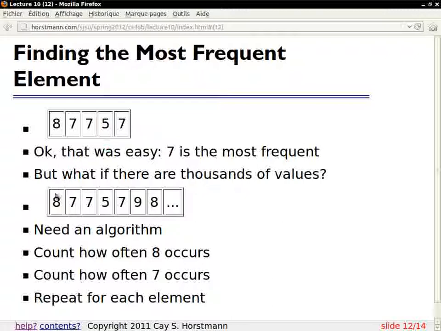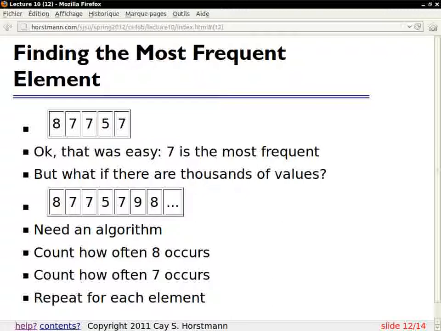So I look at the first element, the 8, and I count how often does the 8 occur. How do I find that out? I just go through the entire array, and every time I find an 8, I increment a counter. And then I store it away somewhere. Then I look at the 7, and I count how often does the 7 occur. And then I see another 7, and I'll just stupidly count again. Then I'll count the 5, and eventually for every entry in the array, I know how often this number occurred.